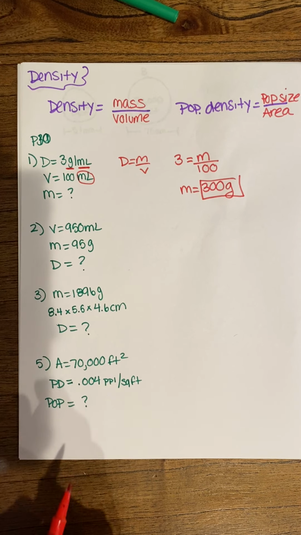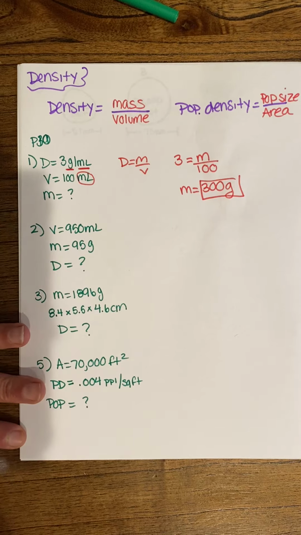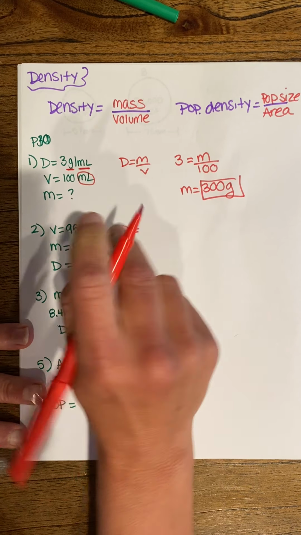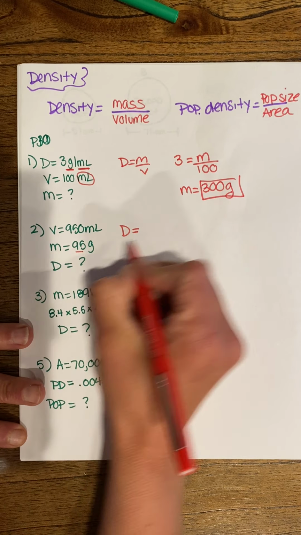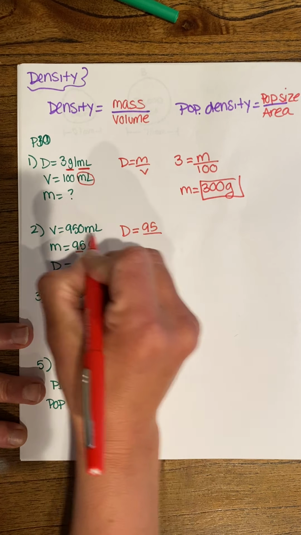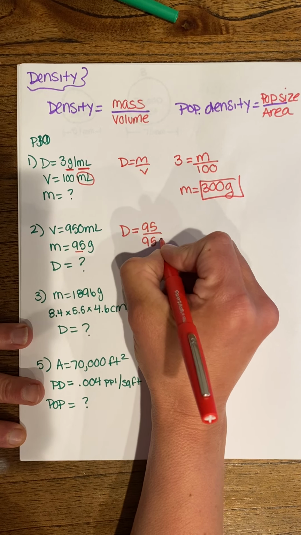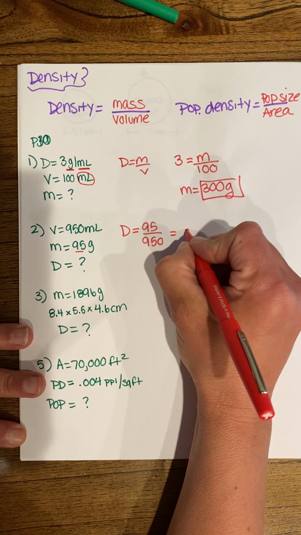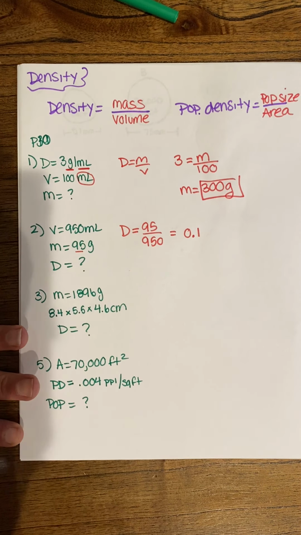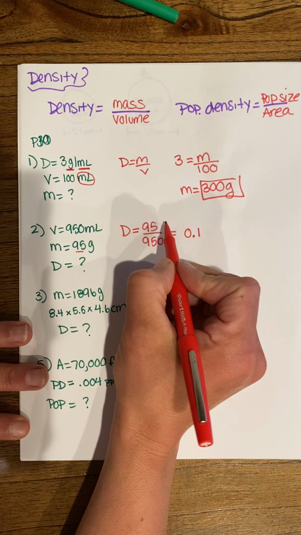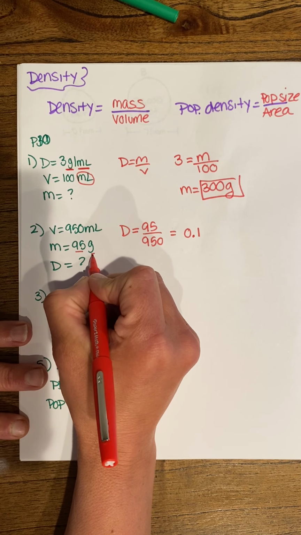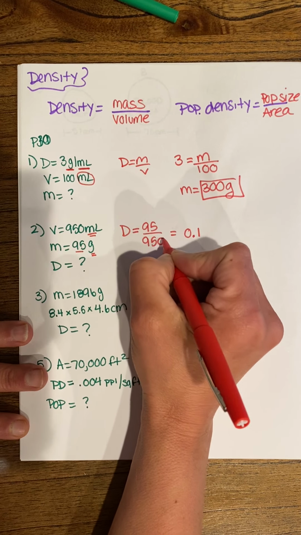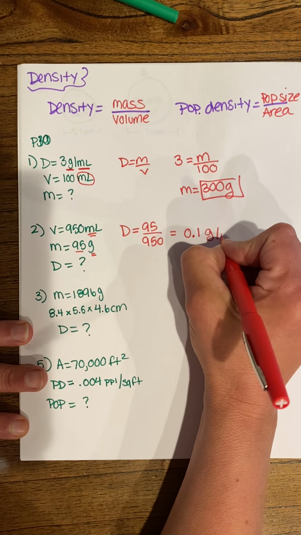Number two, again, you are given the volume and the mass and asked for the density, right? So this time in the formula, I'm missing the density. The mass I'm given is 95. The volume is 950, and when you divide those, you get 0.1, right? So I'll write it as 0.1. Now again, how do you know the units? Well, the mass was on top, which was measured in grams. The volume is in milliliters, so I have grams over milliliters, so that's grams per milliliter.